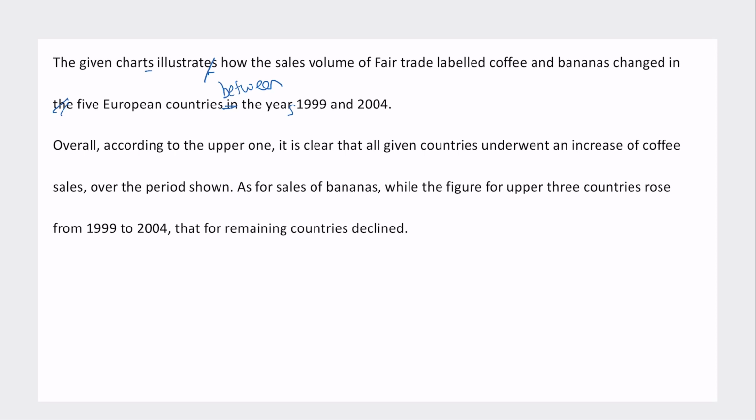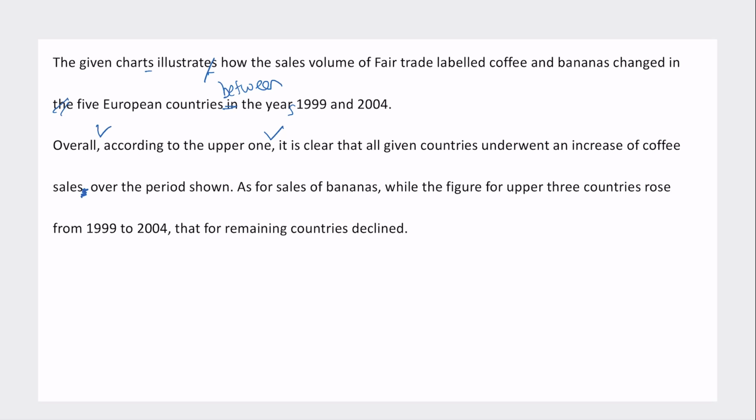Overall, according to the upper one, it is clear that all given countries underwent an increase of coffee sales over the period shown. We don't need a comma here. Overall, so when we do a comma, it means you're giving a pause in what you're saying. So usually it's to take a breath, or it's at the end of a natural phrase or a natural clause. So listen to how I read this. Overall, according to the upper one, it is clear that all given countries underwent an increase of coffee sales over the period shown. Okay, so I don't need to naturally stop and take another breath there.